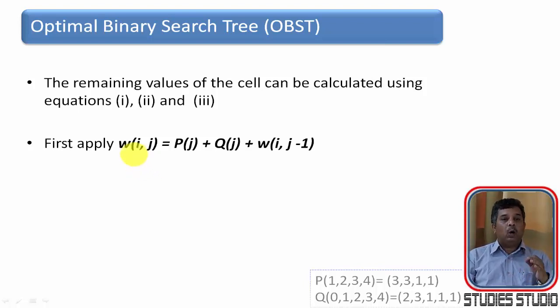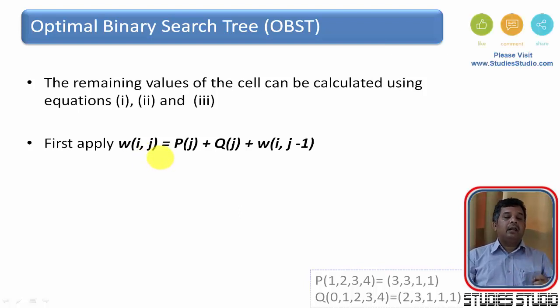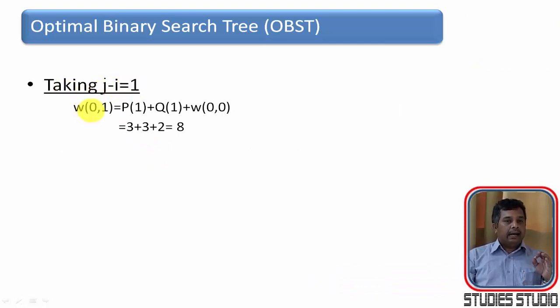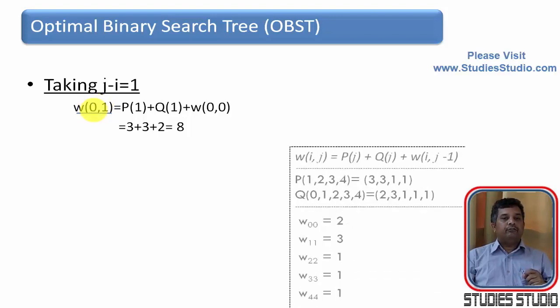But first we need to find all the Wij values, because we are going to use them for calculating Cij values. Now take j minus i equal to 1. i is 0, j is 1. So j minus i becomes 1. And the formula we have is Wij equal to Pj plus Qj plus Wi,j minus 1. So it becomes P1, Q1 and W00. What is the value of P1? P1 value is 3. What is the value of Q1? Q1 value is also 3. And W00 value is 2. So 3 plus 3 plus 2 becomes 8.